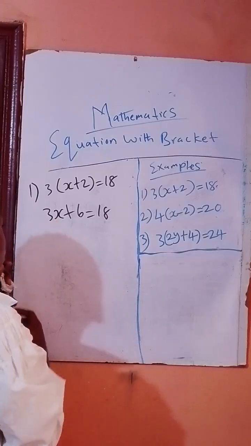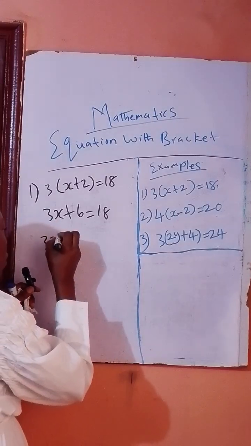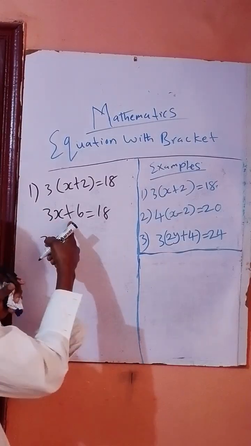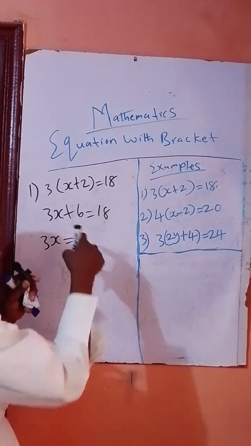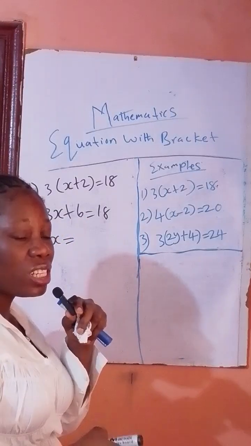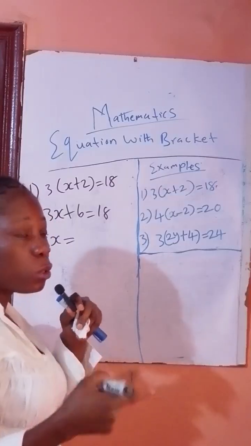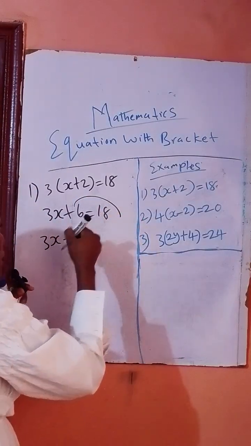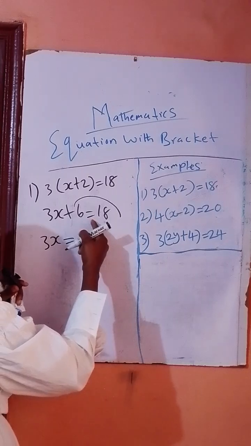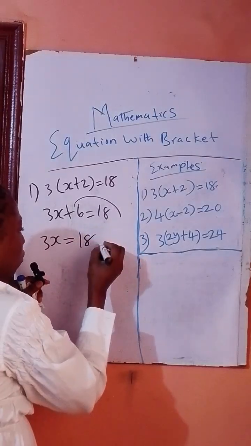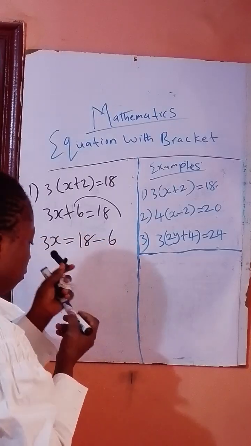Then bring down your 3x equals. This plus 6 is coming to the other side, and when it crosses the equal sign it's going to change from plus to minus. It's coming to this side, and when it crosses this equal sign it's going to change from plus to minus. Then we have 18 minus 6.